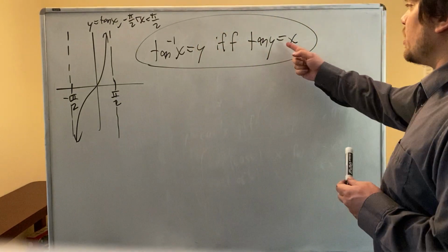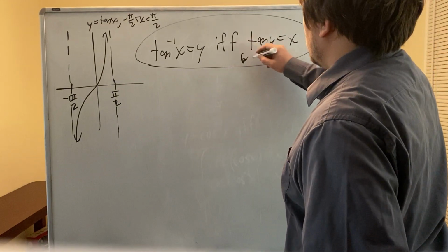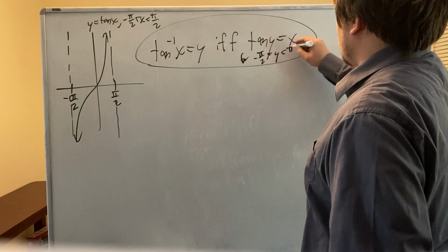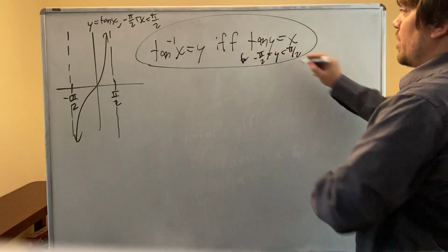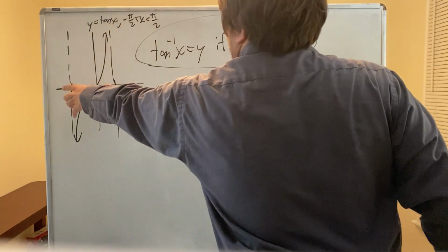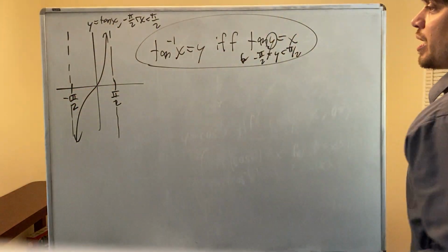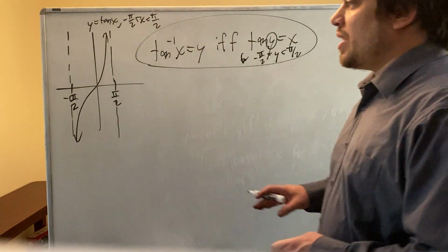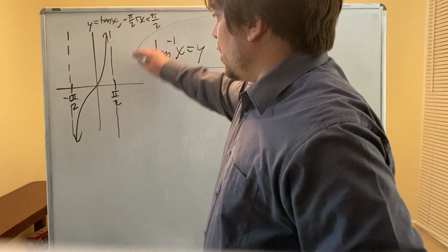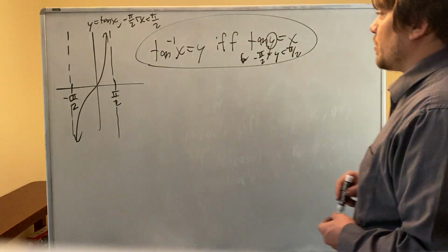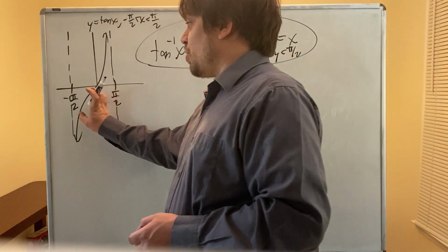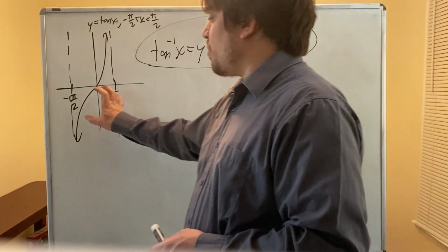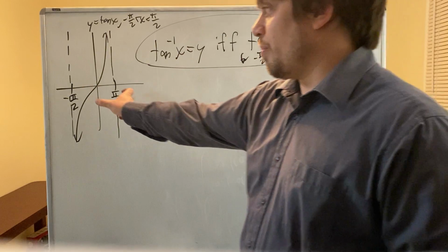This is for y for negative pi over 2 less than y less than pi over 2. That's because the y's are the inputs of tan, and the inputs of tan we're restricting to only strictly between negative pi over 2 and pi over 2, so it's a one-to-one function. If I extended the domain any more, I would not have a one-to-one function. We also don't want to restrict it any less, because we would still have a one-to-one function if we restricted the domain even more.